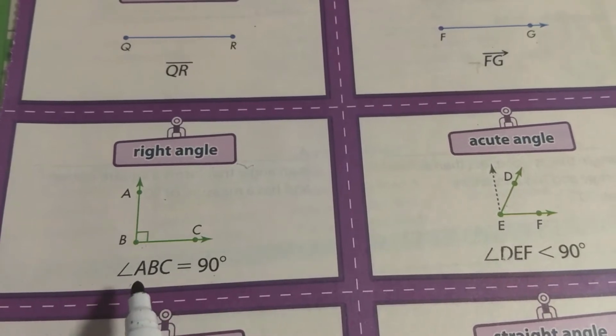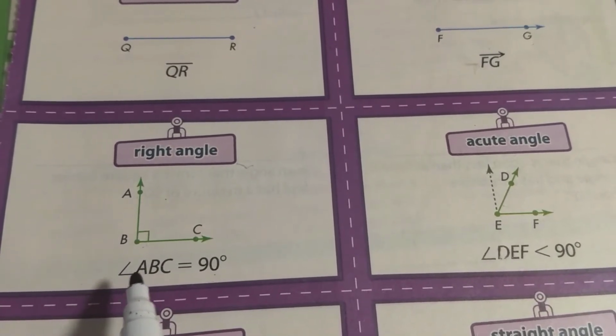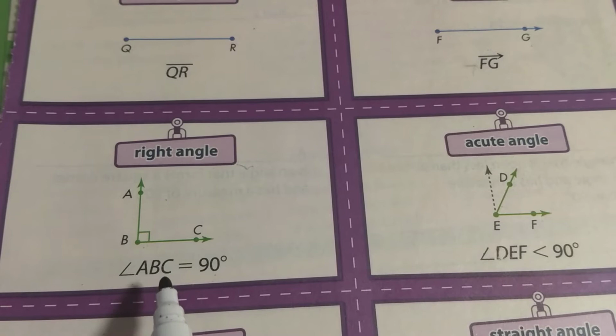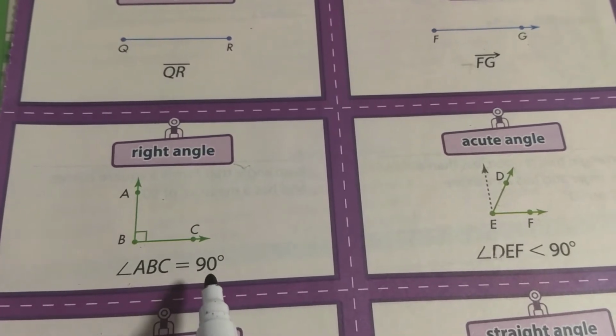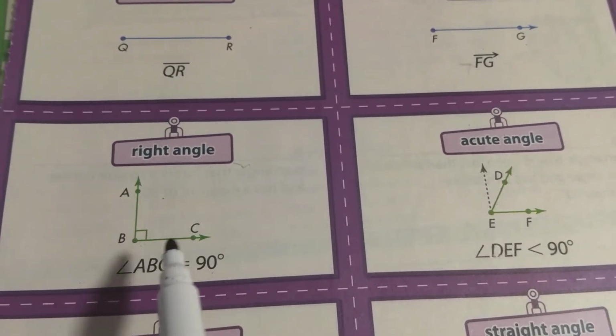Okay, a right angle, how you would write that would be angle ABC, and is equal to a 90-degree angle. So this is 90 degrees.